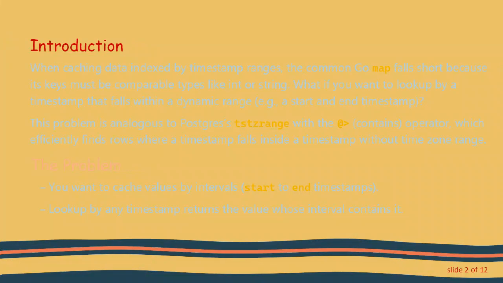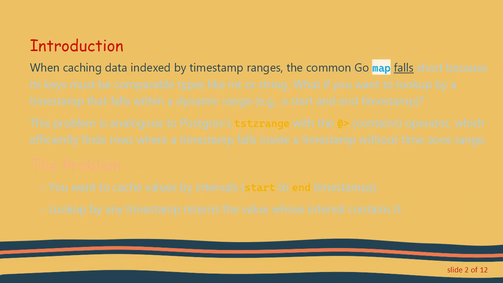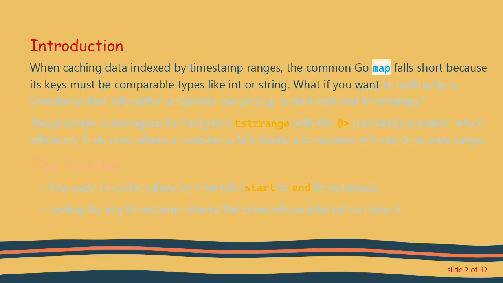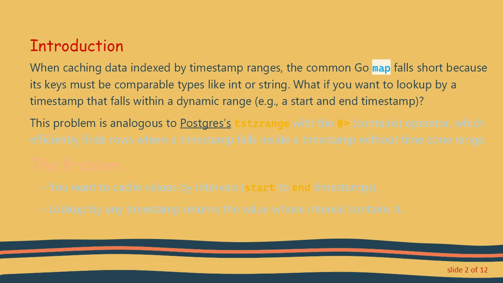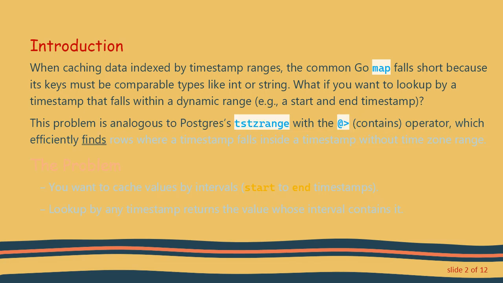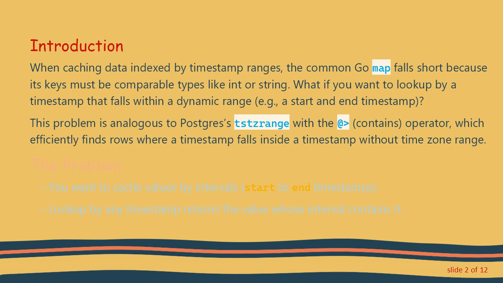Introduction. When caching data indexed by timestamp ranges, the common Go map falls short because its keys must be comparable types like int or string. What if you want to look up by a timestamp that falls within a dynamic range, for example, a start and end timestamp? This problem is analogous to Postgres' tstzrange with the contains operator, which efficiently finds rows where a timestamp falls inside a timestamp without time zone range.